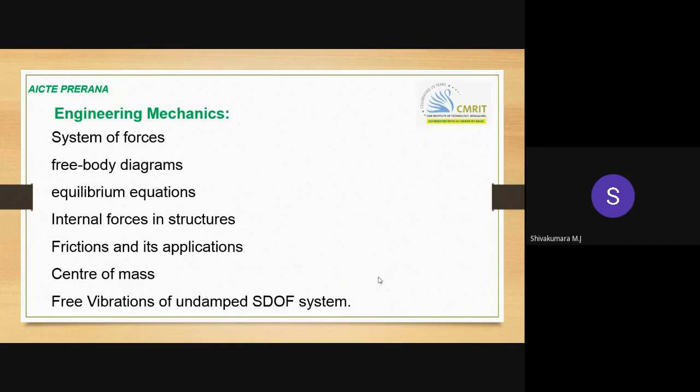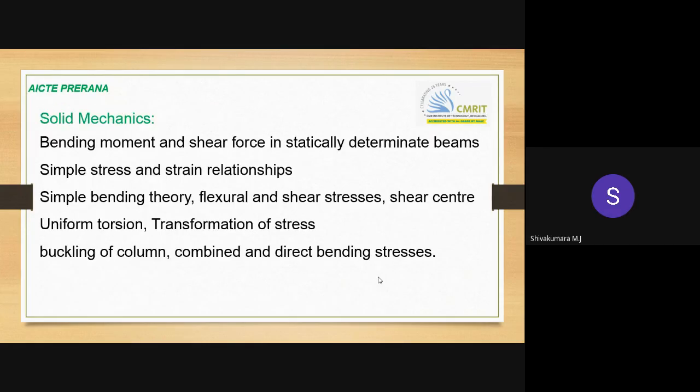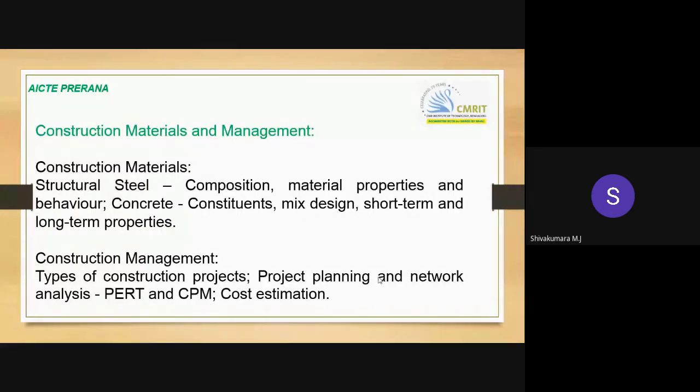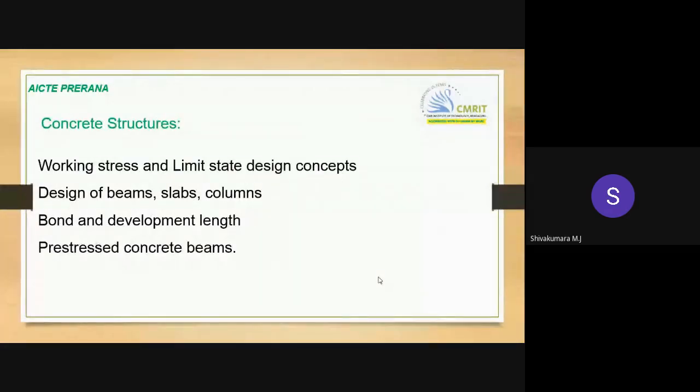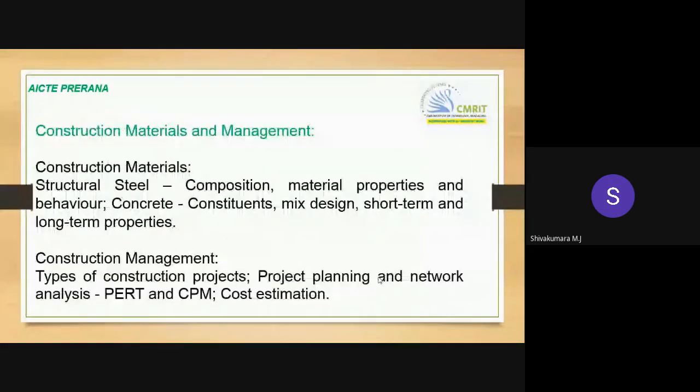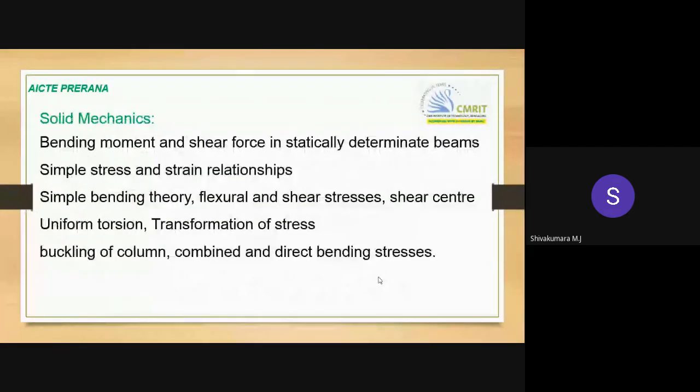That is engineering mechanics, one subject. Solid mechanics, that is nothing but strength of materials you studied, no? And the third subject is structural analysis, both determinate and indeterminate structures. The fourth subject is construction materials and management. Fifth one, concrete structures. Sixth one, steel structures. Totally 6 subjects are there under structural engineering, that is section 2.